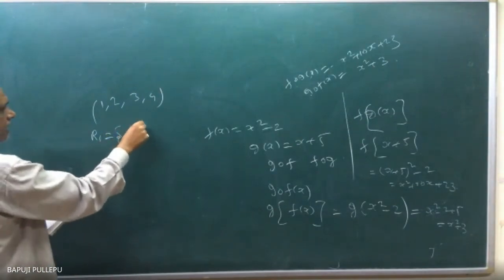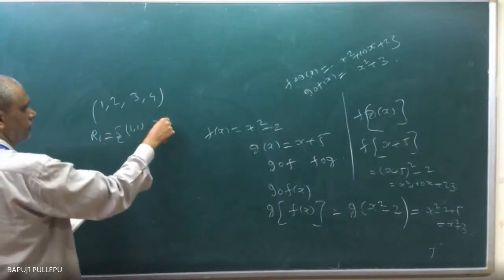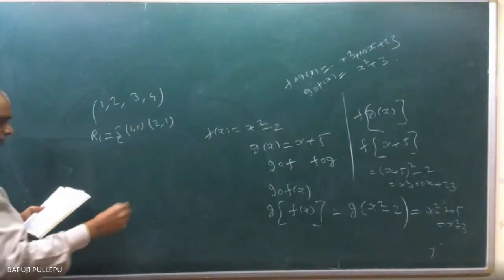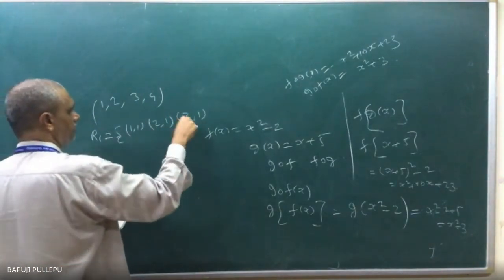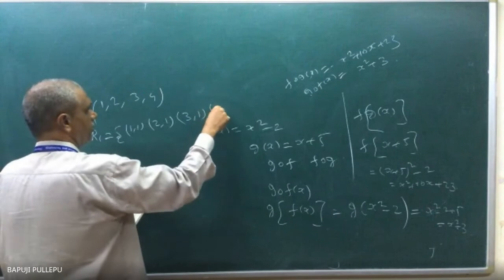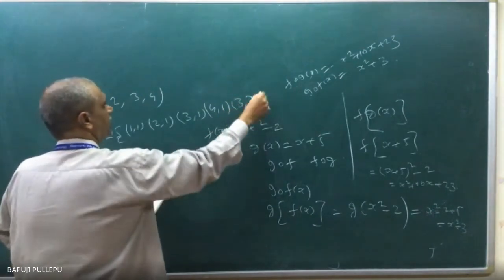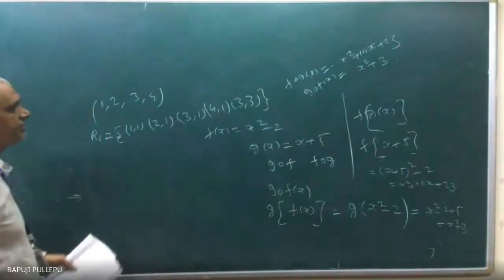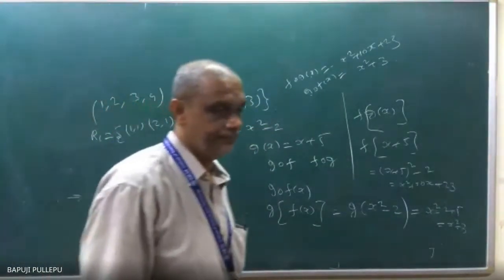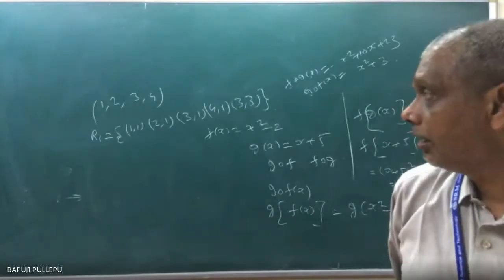R1 is equal to (1,1), (2,1), (3,1), (4,1), (3,3). Is it a function or not? Tell me. No, sir. Why? Sir, (3,1) and (3,3) both can't be there. Okay, yes, (3,1) and (3,3) can't both be there.